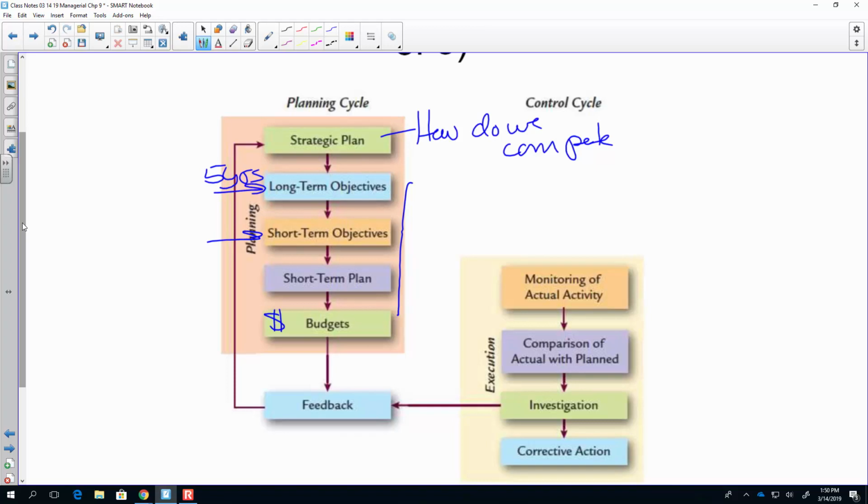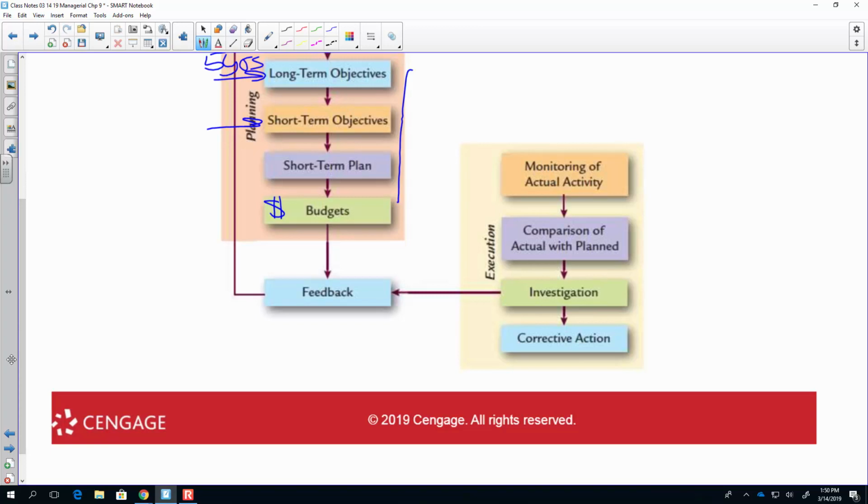And obviously we're going to feedback and learn from our investigation when we compare our budget to actual, how we can always improve on our budget process. So that's the goal here.